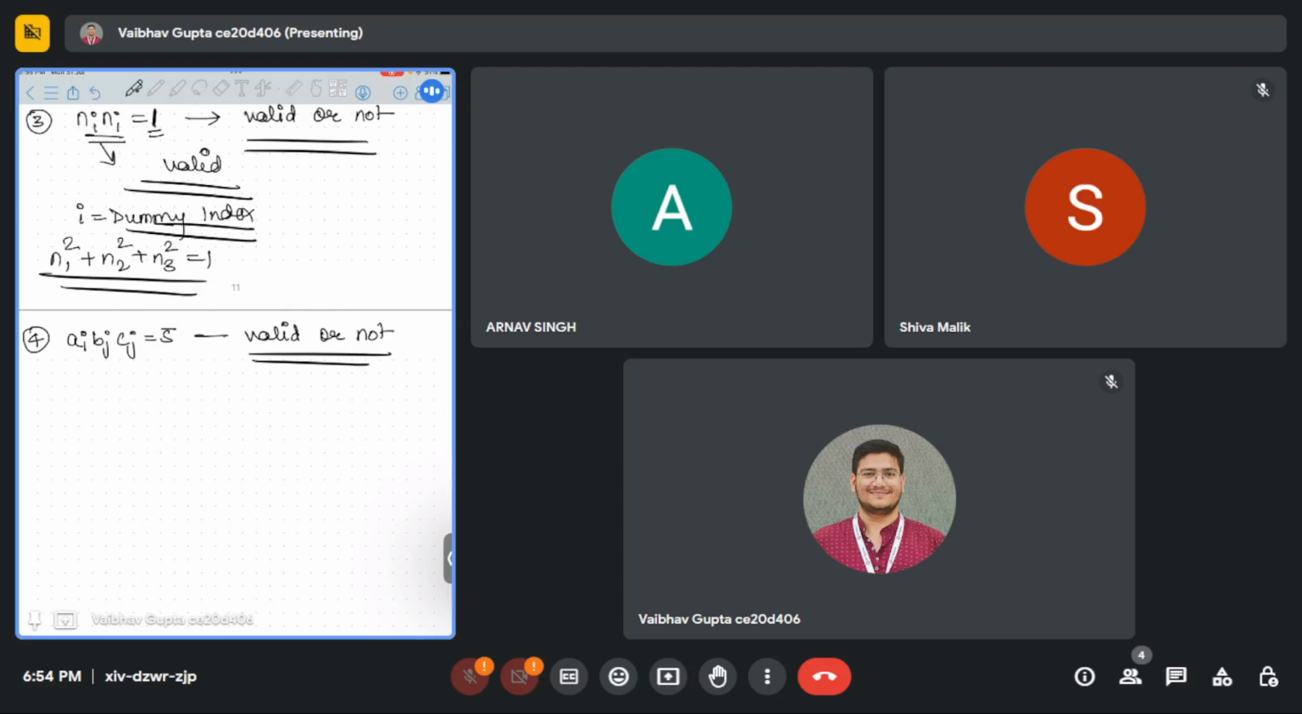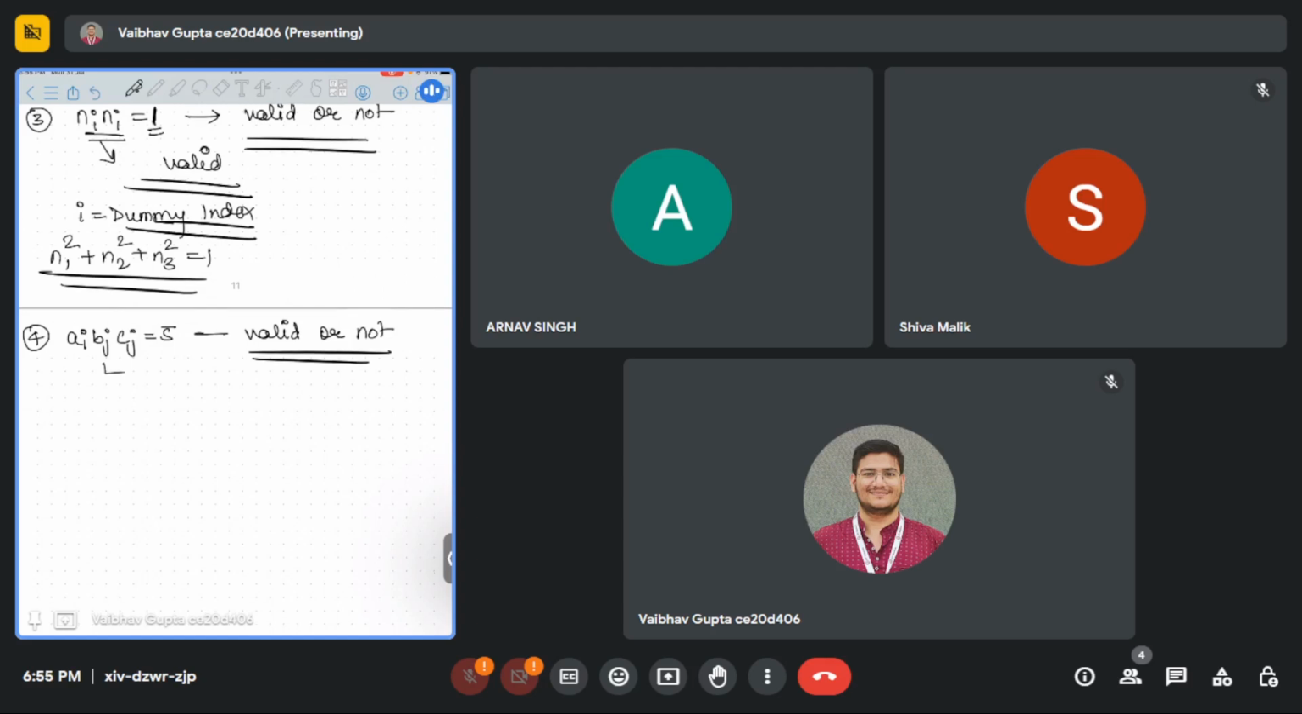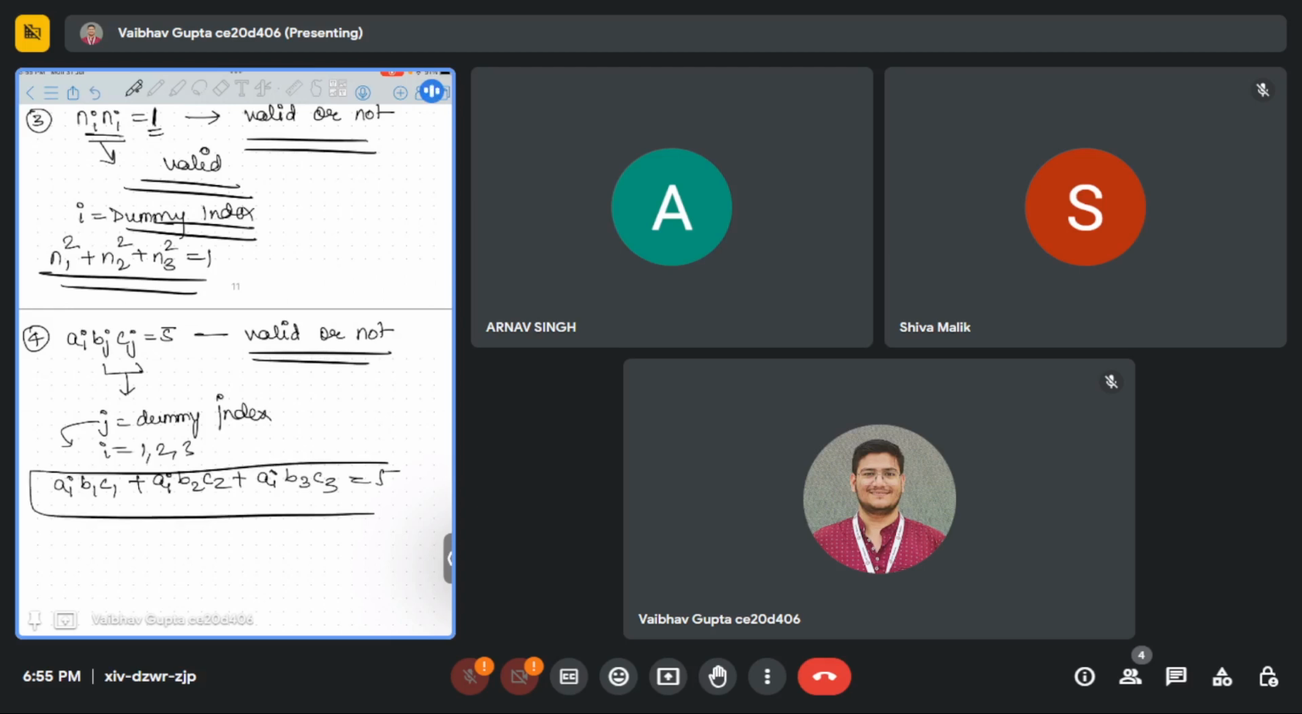Okay, I'll say. Here two indexes are there and J is repeating twice on the same side. So J is a dummy index. Where I is free, it can take any value given in the question, like 1, 2, 3. But J, we have to sum from 1 to 3. So it's like A_i B_1 C_1 plus A_i B_2 C_2 plus A_i B_3 C_3 is equal to 5. This is what the expression actually is.